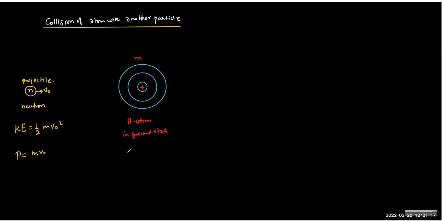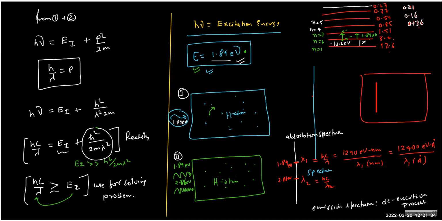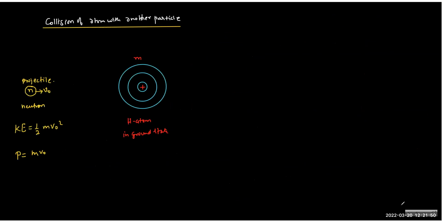Now you know that in every collision, two things must be conserved: one is the energy, the other is the momentum. Earlier we had a photon, and we realized that in the case of a photon, although we were conserving energy and momentum both, the momentum value was so small compared to the energy value that it was as good as equating the energy values. This will not be considered now in the collision of two particles. Now we have two particles: one is the neutron, and the other is the H atom in the ground state.